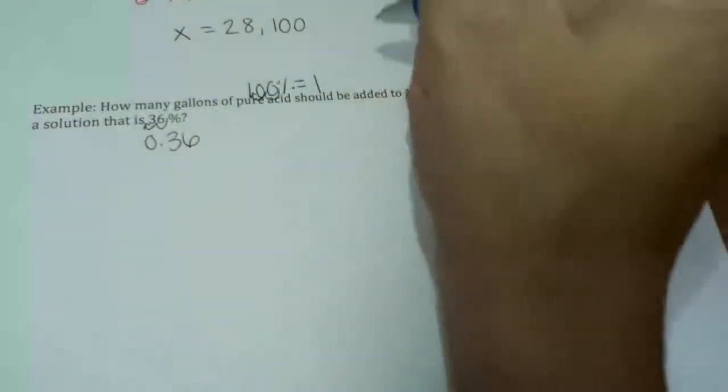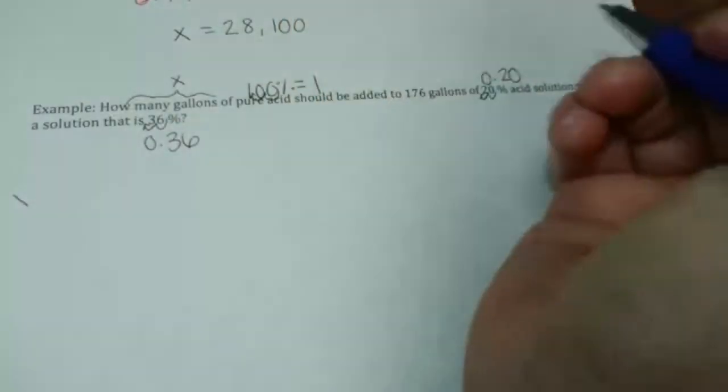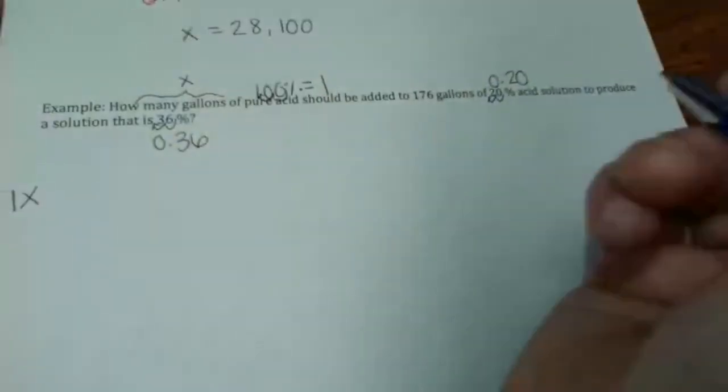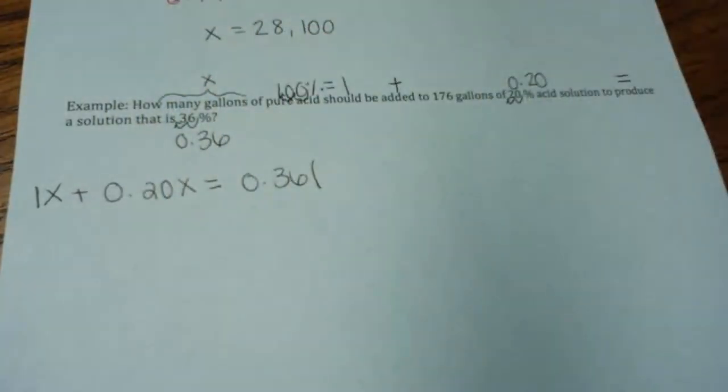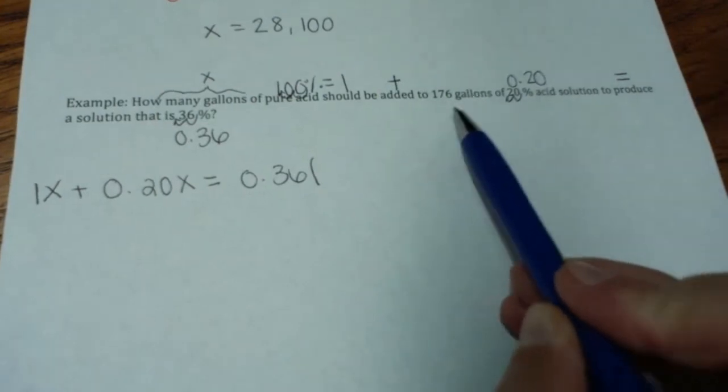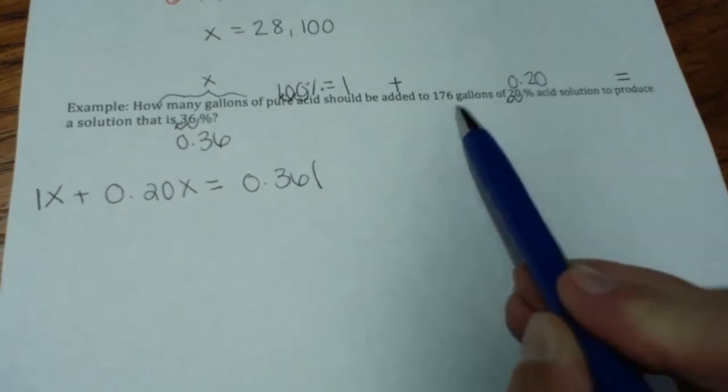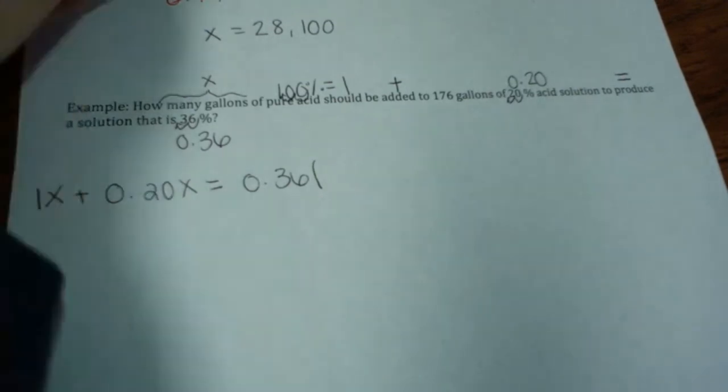And then it says how many gallons, so we're looking for how many gallons, so that's going to be our x. Should be added of pure acid, so 100%, so 1x. Added, so plus our 20%, so 0.20 times x, to produce, to equal 0.36. Here's the thing, it should be to produce 176 gallons. Shoot, I messed this up. I got ahead of myself, I'm sorry. Let me go back and explain from the beginning.